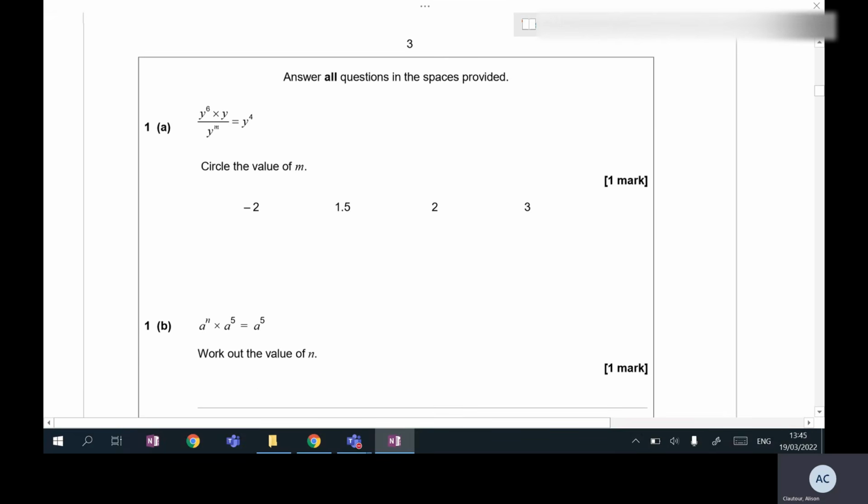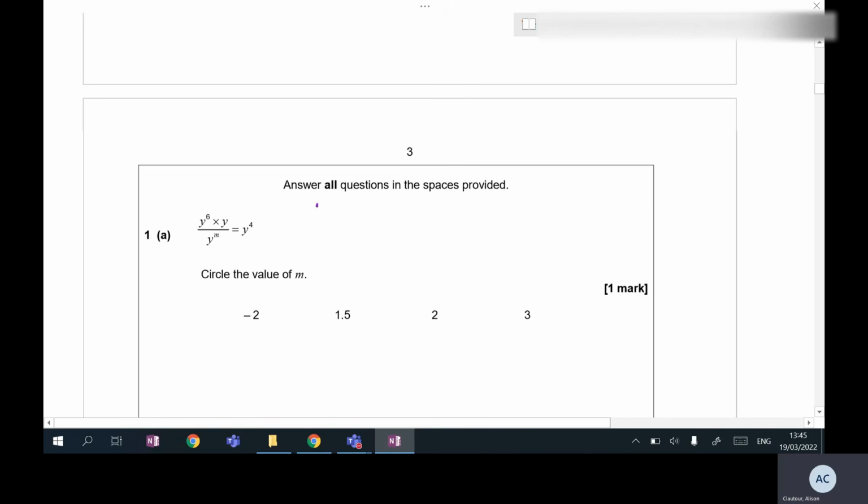So we have got simplifying indices. So I'm just going to simplify the indices. This is the same as y to the 6 multiplied by y to the 1 divided by y to the m. So I know that if I'm multiplying, I'm going to add the powers together. That gives me y to the 7 on the numerator and y to the m on the denominator.